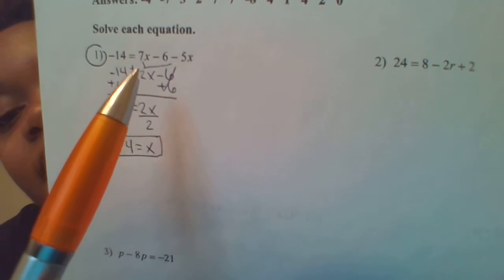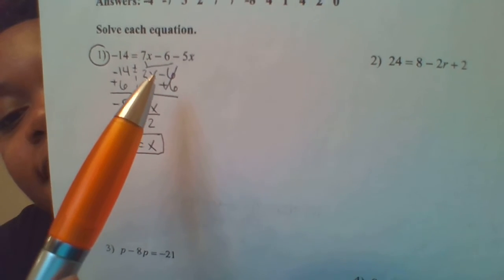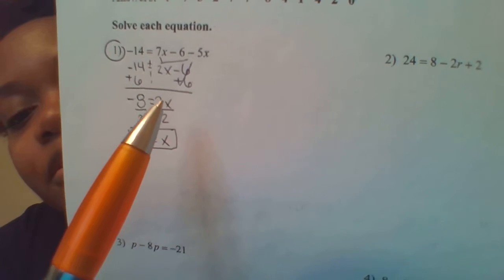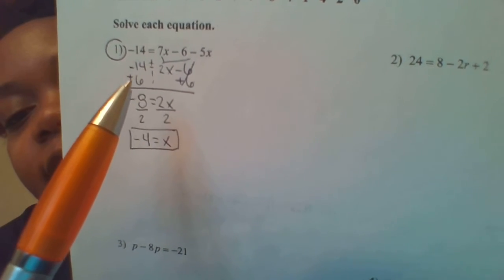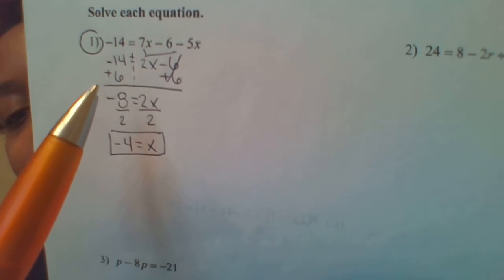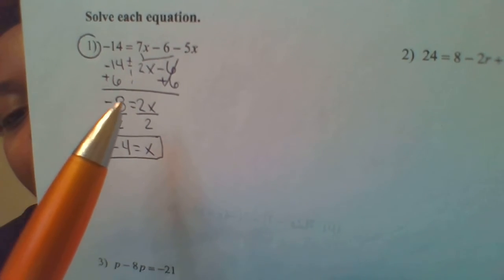Now we want to get the variable by itself. We want to isolate this x. So we're going to add 6 to both sides to keep the equation balanced and cancel out this negative 6 here. So negative 6 plus 6 is 0. 2x plus 0 is just 2x. Again, we're adding 6 to this side as well to keep our equation balanced. Negative 14 plus 6 gets us negative 8.